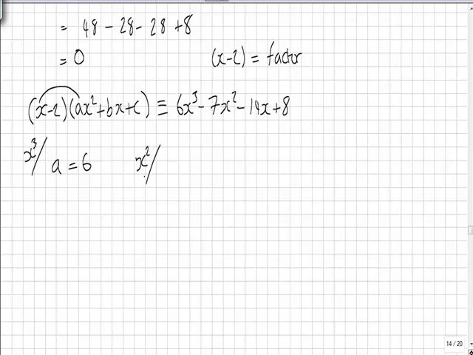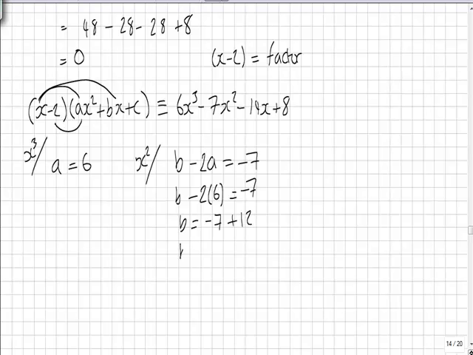Looking at our x squared values, these are generated by x times bx, which is bx squared, so coefficient of b, and minus 2 times ax squared, which is minus 2a x squared. Our only coefficient of x squared on the right hand side is minus 7, but we know that a is in fact equal to 6, so we can substitute this in, and we can see that b will equal minus 7 plus 12, so b does in fact equal 5.